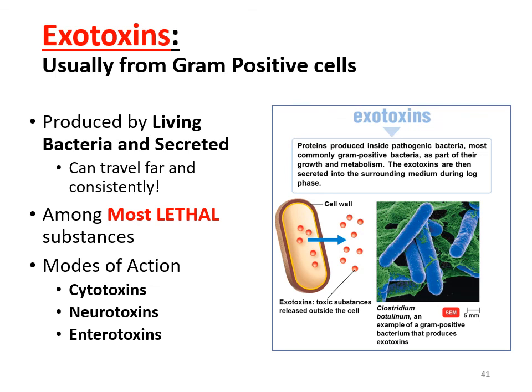The last one on the list here for exotoxins are enterotoxins. And whenever you see the word entero or enteric, remember GI tract. So enterotoxins will affect the lining of the digestive system and cause things like diarrhea and vomiting, which can be dangerous in terms of dehydration.